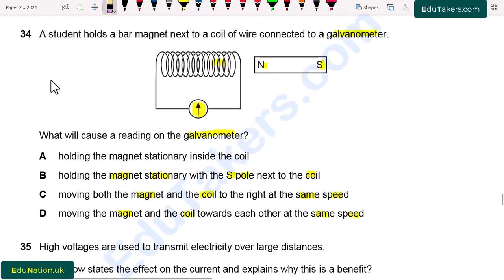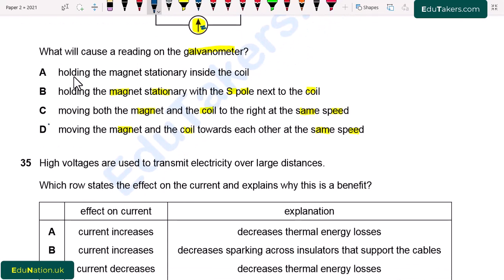So first of all, when I bring the bar magnet near the coil, what will happen? The magnetic lines of force of the bar magnet also pass through the coil, due to which there is induced EMF and also induced current, which is shown by the galvanometer here. There is also a second possibility: when I move the coil towards the bar magnet, then again there will be induced EMF and current, which is shown by the galvanometer. It means that here option D is correct, when I move the magnet and coil towards each other at the same speed.